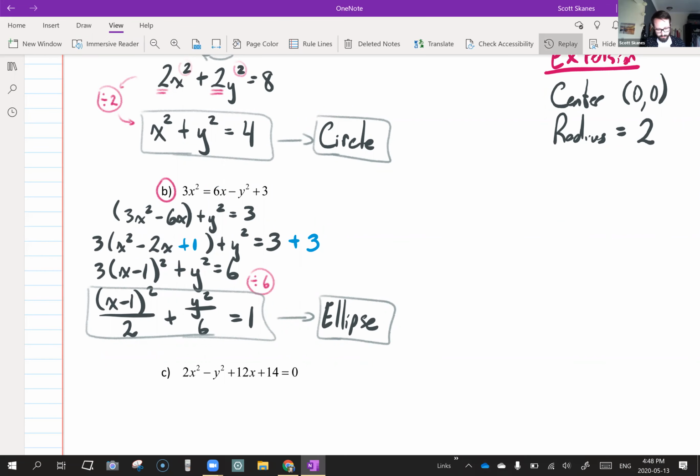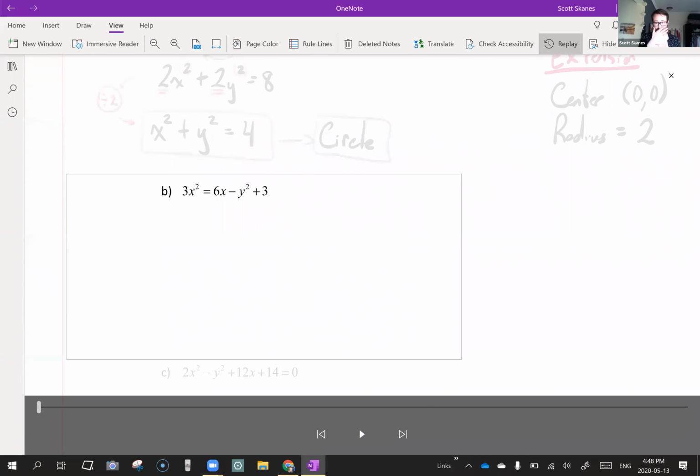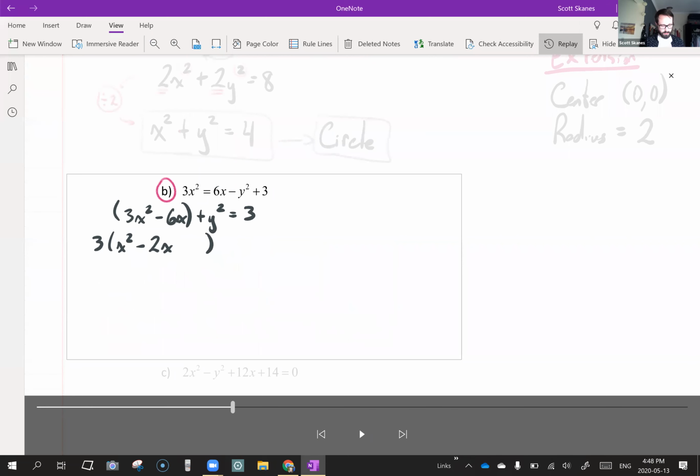I'll use my fancy replay, which is just very helpful, and I'll just talk through my answer, just in case not everyone got that. So the first thing I did was I collected x and y terms. You can see that x terms are collected and y is collected. I'm going to factor out 3. That gives me this, and I'm leaving space for the completing the square, and I get this.